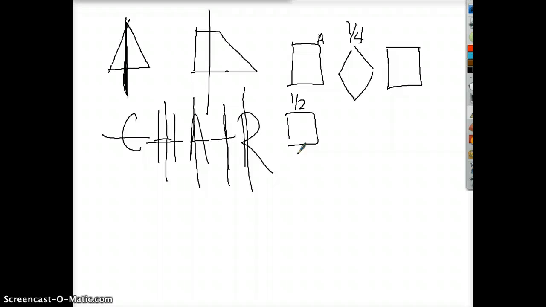Okay, all right. Take your whiteboards out, and we'll do a couple of them. So what you have to do is copy each figure and then draw the lines of symmetry, if any. So everyone go ahead and do A.